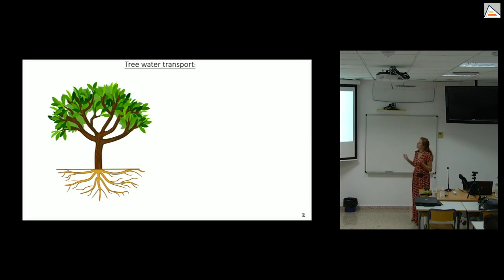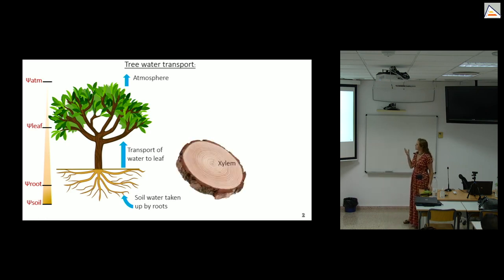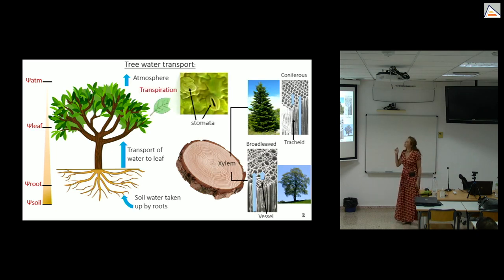So, the plant water transport. The water goes from the roots to the leaf along a gradient of water potential, a gradient of tension. The water is taken up by the roots and transported in the wood, in the xylem. The xylem is composed of two specific cell types: the tracheids for the conifers and the vessels for the broadleaf species. And at the leaf-atmosphere interface, the water evaporates through the stomata, the pores at the surface of the leaf, in a phenomenon called transpiration. For the plant, it's essential to have a continuous, uninterrupted water transport in order to keep growing and to keep functional processes like photosynthesis running.